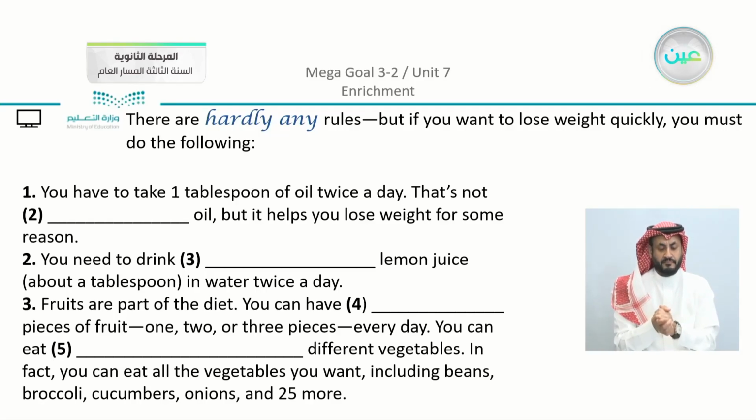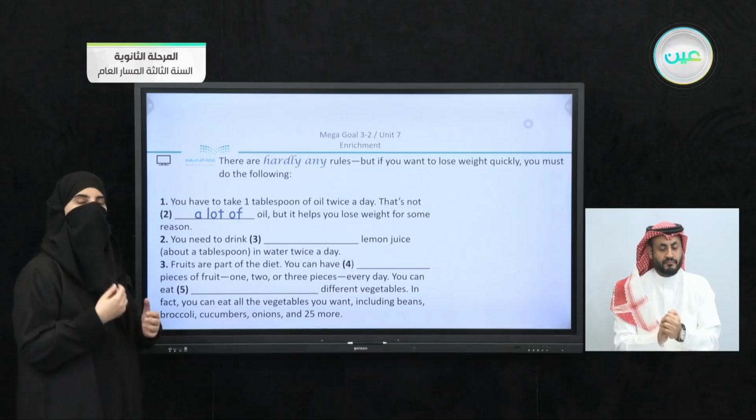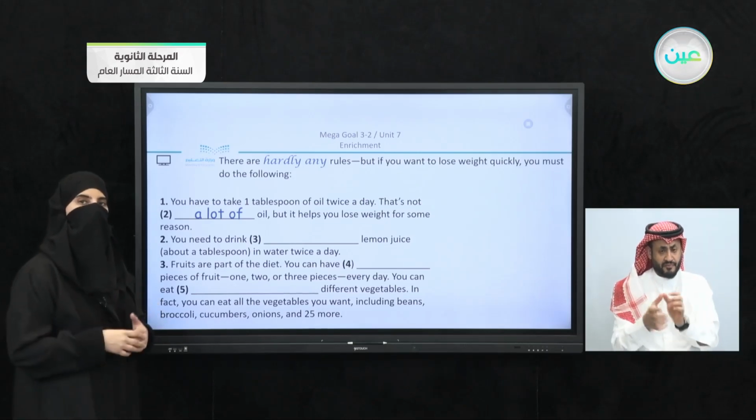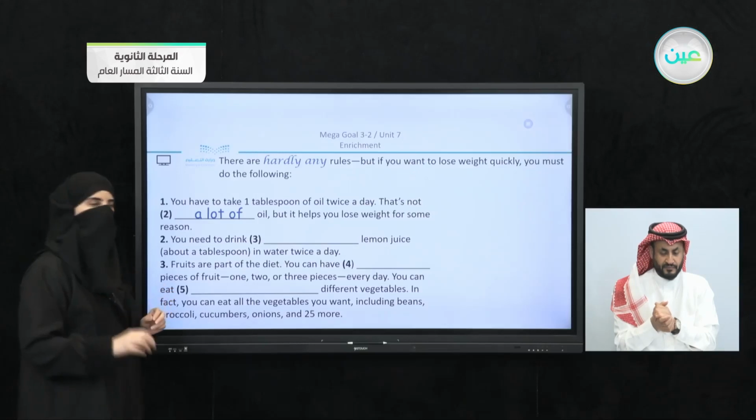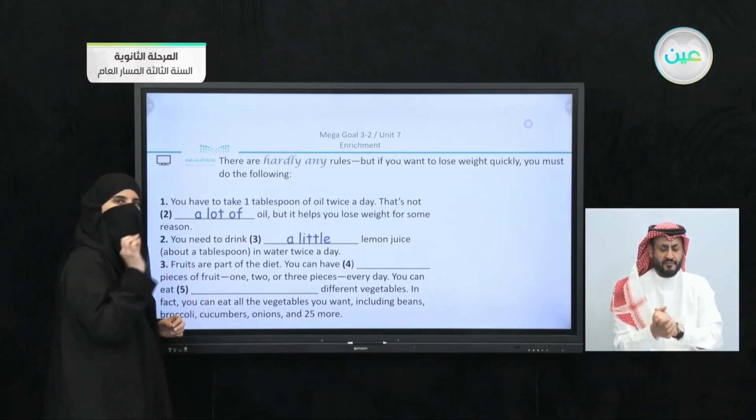You have to take 1 tablespoon of oil twice a day. So she is giving us instructions here. That's not oil, but it seems, or sorry, it helps you lose weight for some reason. So that's not a lot of oil. Now we see that we are going to use the words that we have connected to quantity. Number 2, you need to drink blank lemon juice about a tablespoon in water twice a day. So we have here about a tablespoon. Now there is a kind of measurement here, so we're going to say that we have here a little lemon juice.